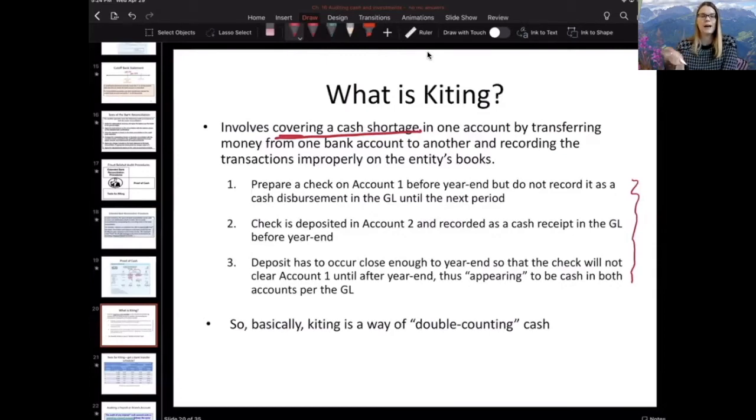And basically I deposit it in account number 2 before I record it leaving account number 1. So it's kind of in 2 places at once. It's deposited in account 2, but it hasn't left account 1 yet, so it's still in there as of 12/31. So I want to show you an example of this with journal entries because it's much easier to visualize it with journal entries.